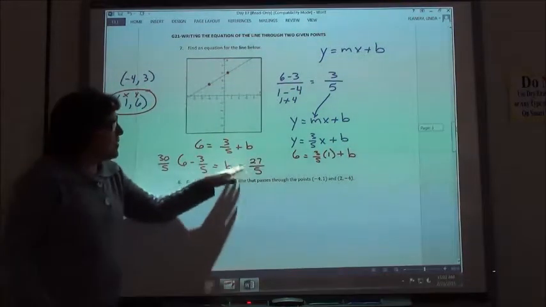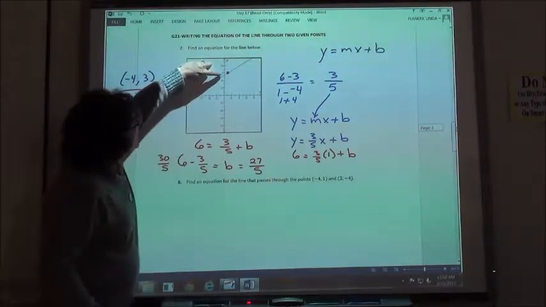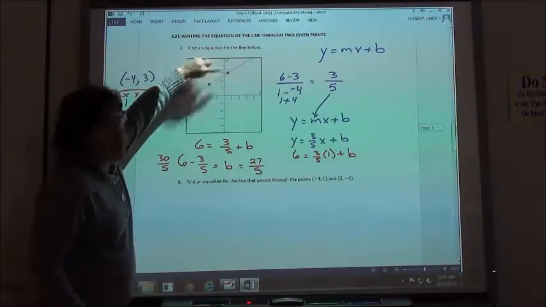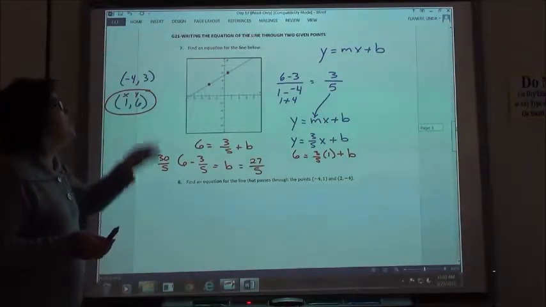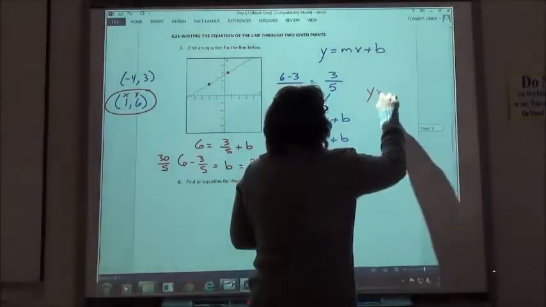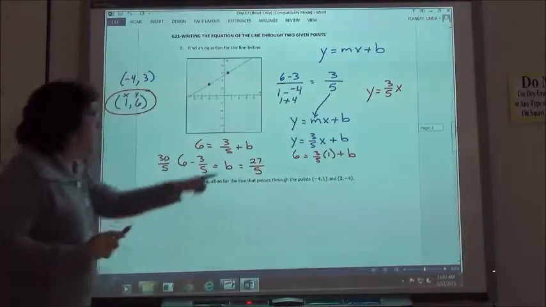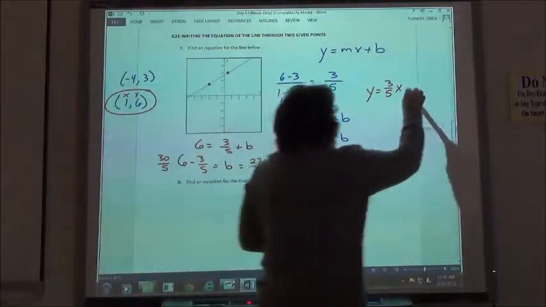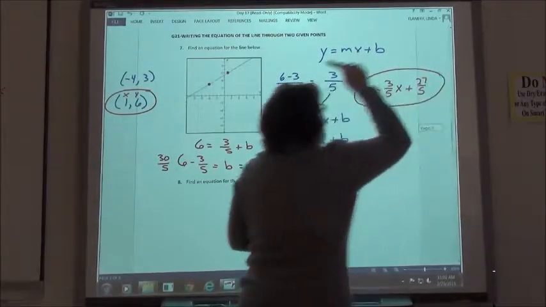Now check to see if that makes sense. 27/5 is 5 and 2/5. Does my line touch the y-axis at 5 and 2/5? It's a little bit above the 5, so yes, that would make sense. I still have to answer the question. Write the equation. My equation says y equals 3/5 x, because my slope was 3/5, plus 27/5, because that's my y-intercept. And that's my answer that I'm going to type in.